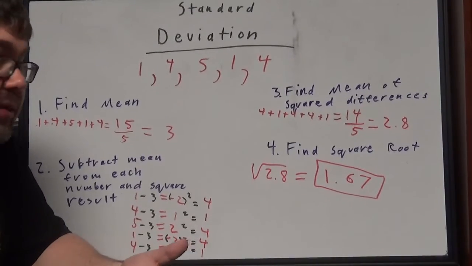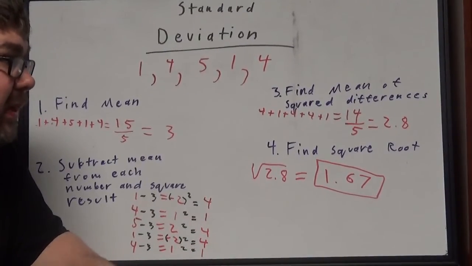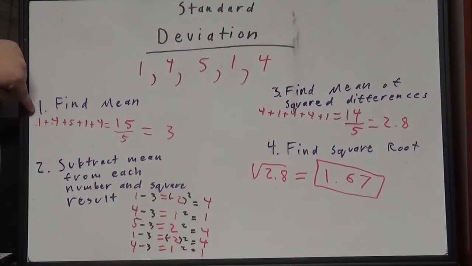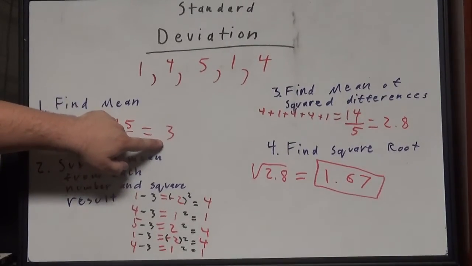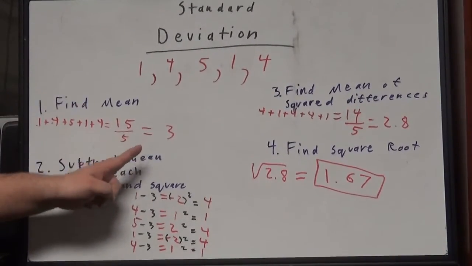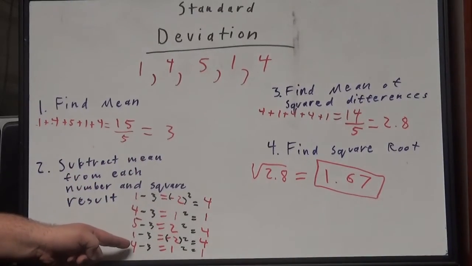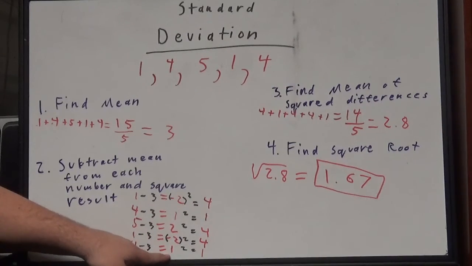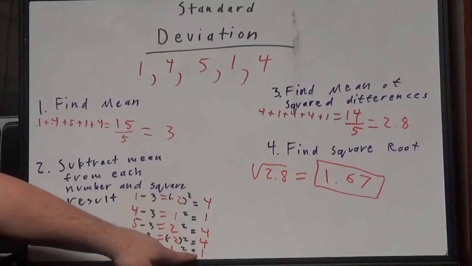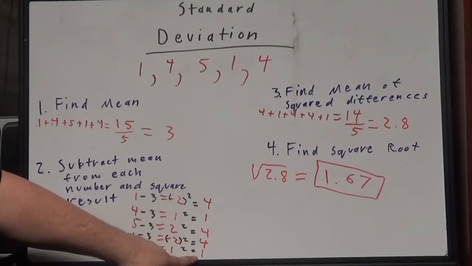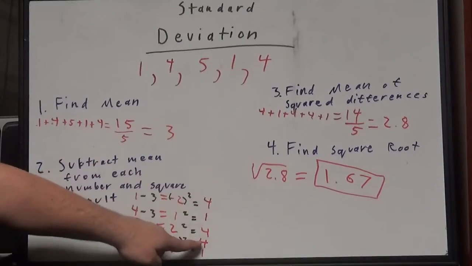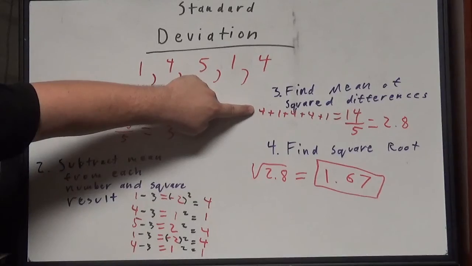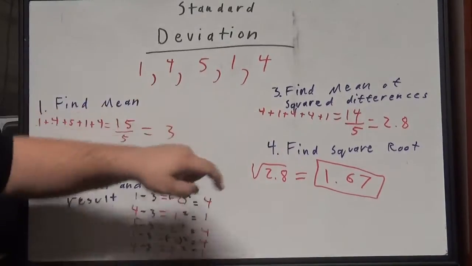And that's the square root, and that's the square root of our mean of square differences. So again, start with our 5 numbers. We find the mean. The mean is the catalyst for the rest of the problem. We subtract our mean from each of our original numbers, and we get the differences. We then square those differences, and we got our square differences. So here, we find the mean of our square differences. We got 2.8, and then we find the square root.